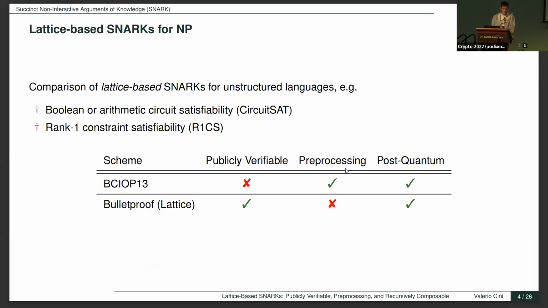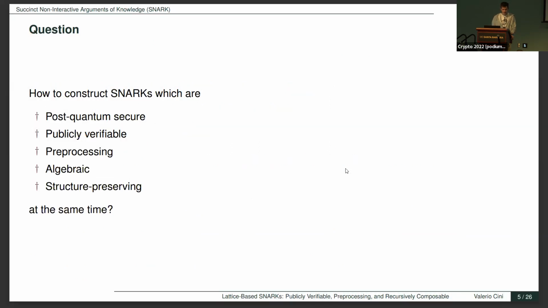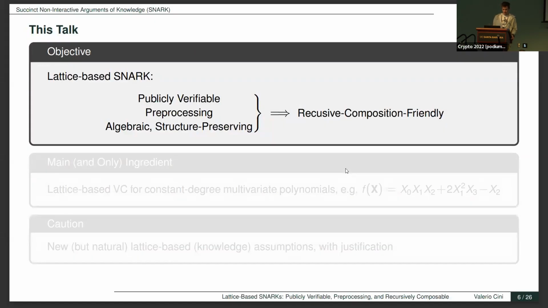If we instead focus on lattice-based SNARKs for NP languages, again, for unstructured NP languages, then we see that we achieve either public verifiability or preprocessing. So a natural question is if it is possible to construct a SNARK that achieves all these properties at the same time. So which is post-quantum secure, publicly verifiable, preprocessing, algebraic, and structure preserving. And this is what we achieved in this work.